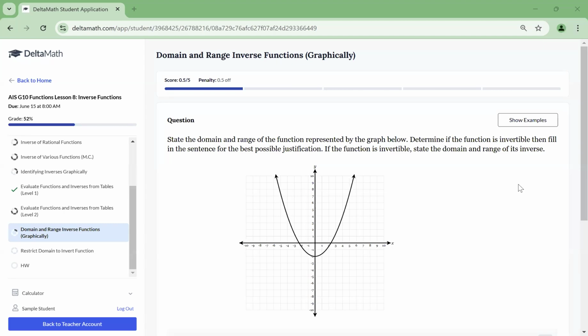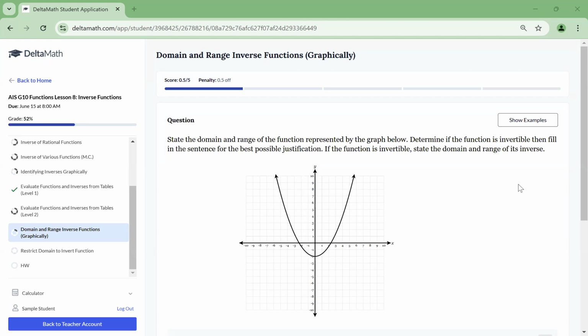Hello and welcome to this video in which we shall discuss the domain and range of inverse functions graphically. We are required to state the domain and range of the function represented by the graph below and determine if it's invertible, then fill in the sentence for the best possible justification. If the function is invertible, state the domain and range of its inverse.